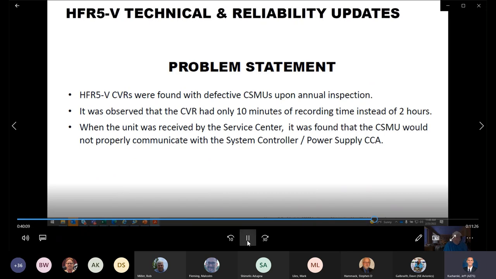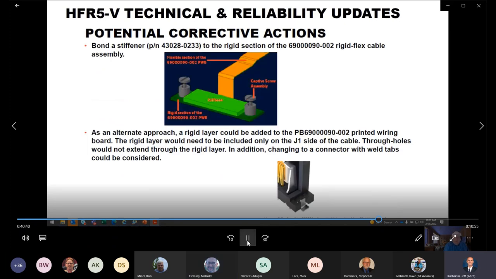These recorders were found with defective crash survivable memory units upon annual inspection. It was observed that some of the CVRs had only 10 minutes of recording time instead of 2 hours. And it was found that internally, the crash survivable memory unit was not properly communicating with the main processor on the system controller and power supply circuit card assemblies. Potential corrective actions.